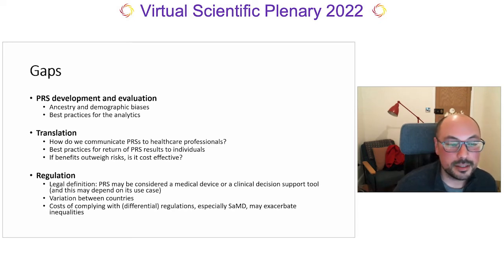Finally, significant legal and regulatory gaps remain, including how we classify PRSs. Are they medical devices or clinical decision support tools? To what extent does this depend on the jurisdiction and indeed on the clinical use case? The laws and regulations of each country are quite varied, and because of this, we need to be cognizant that there are substantial costs to PRS approval and compliance with different regulations. Uncertainties and indeed inconsistencies in regulation may themselves exacerbate health inequalities. Next slide.